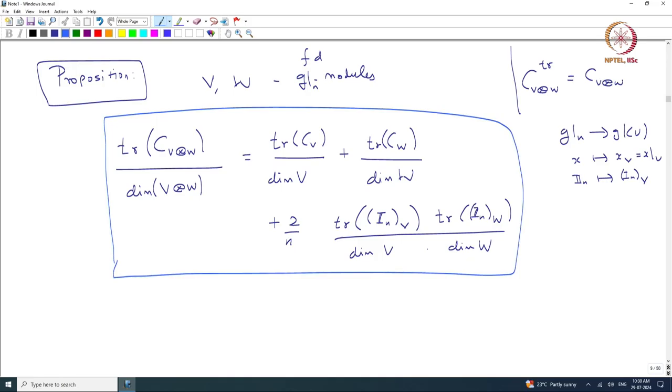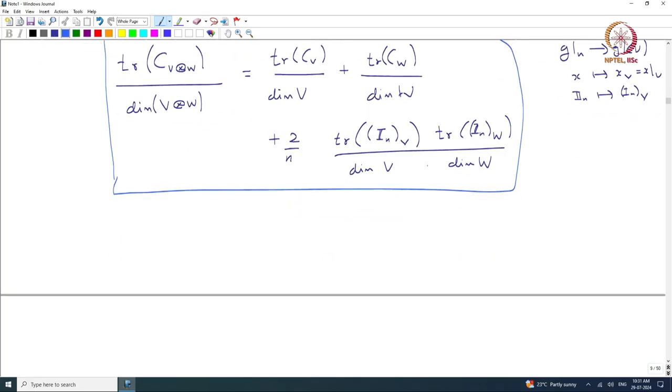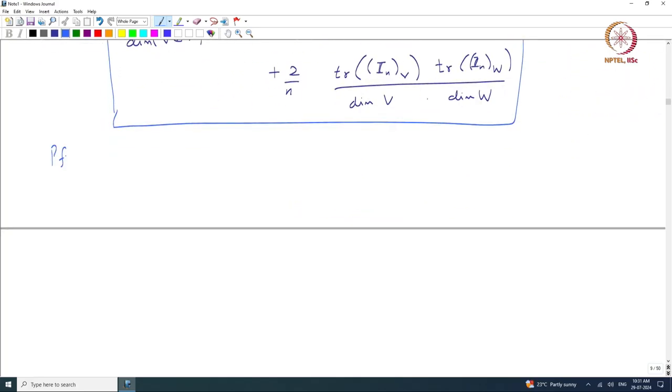In particular, if you know the trace of CV, the trace of CW, the trace of the identity matrix acting on V, and the trace of the identity matrix acting on W, then we will be able to compute the trace of C on V tensor W. So this is again some simple computation. But let us prove this. So we have to fix some notation. Let us call the dimension of GLN just capital N, which is small n square.